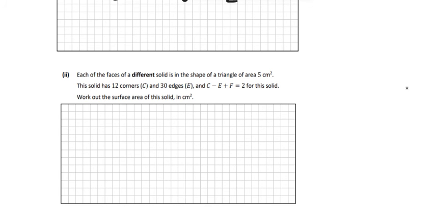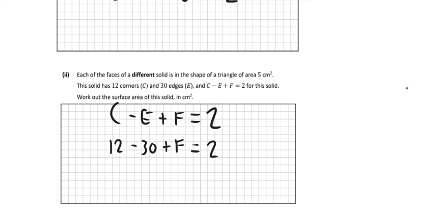So it's just, we have to figure out how many faces it has and then add them all together or multiply that by 5. So C minus E plus F equals 2. The problem here is that we don't know how many faces the shape has. It could have any amount of faces. But we're given this equation and we're told how many corners and how many edges it has to help us work it out. So it has 12 corners. So if I sub in 12 for C, corners, minus 30 for edges, plus F equals 2.